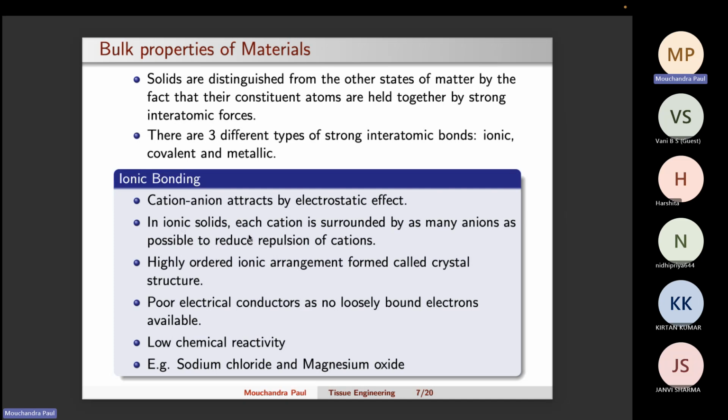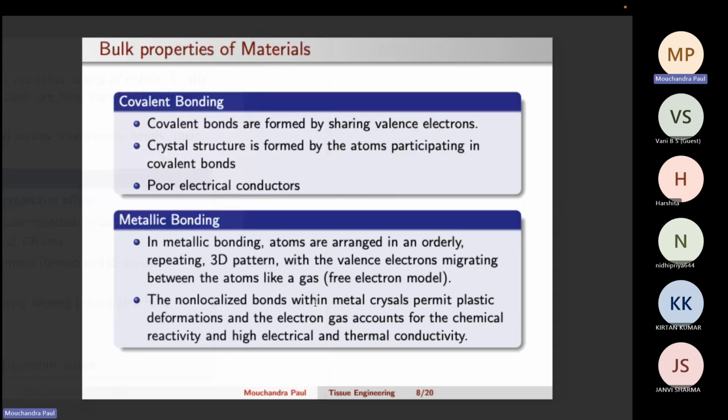These solids do not have any free, loosely bound electrons roaming around, because of which they have poor electrical conductivity. Loose electrons would also contribute to higher chemical reactivity, but since there are no loose electrons, the chemical reactivity is also low. Some examples of ionic solids are salts like sodium chloride, magnesium oxide, calcium chloride, etc. These are ionic solids where ionic bonding is there between cations and anions.